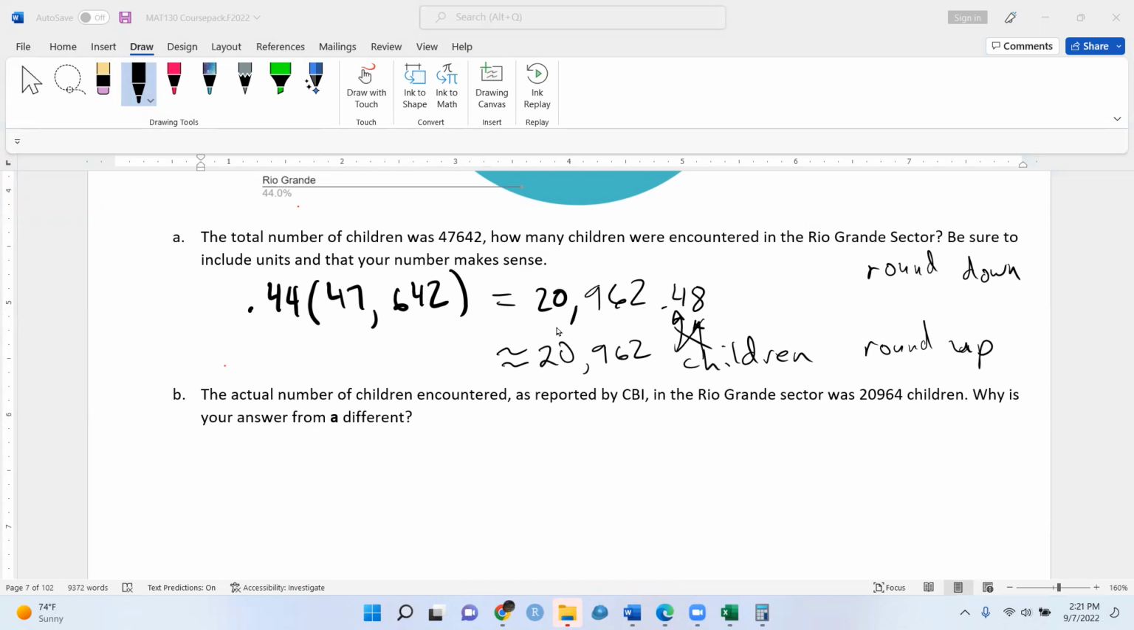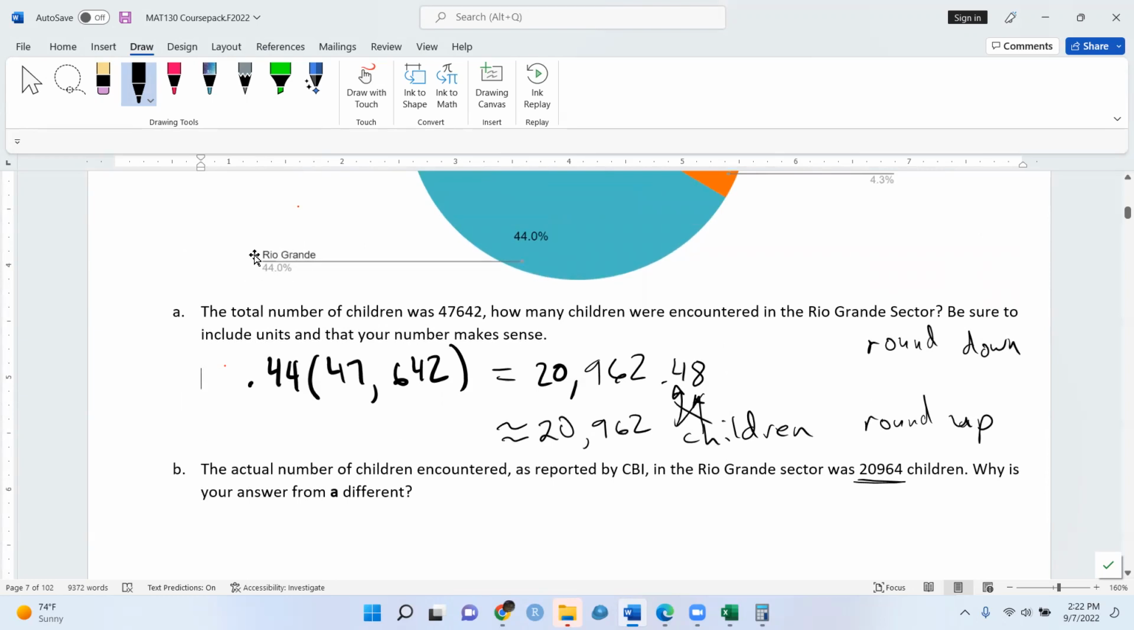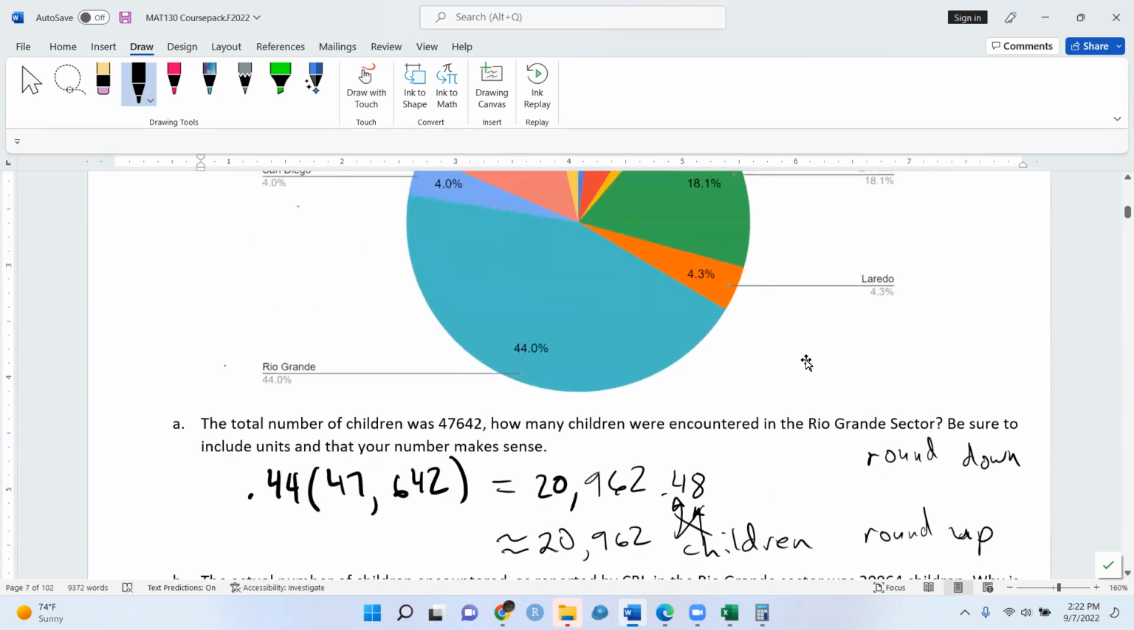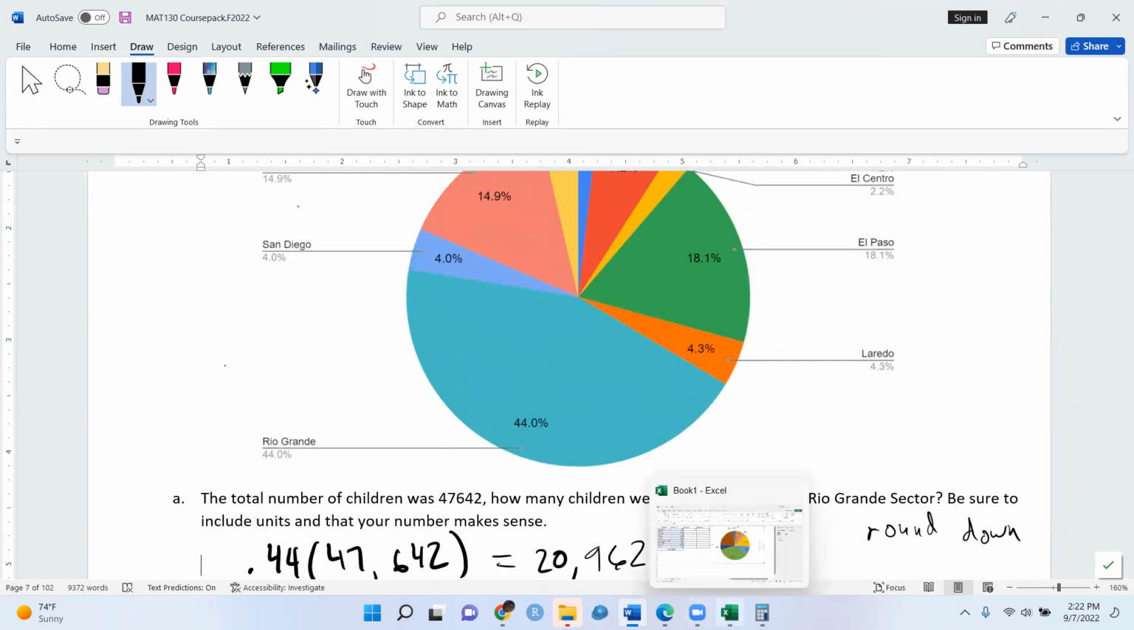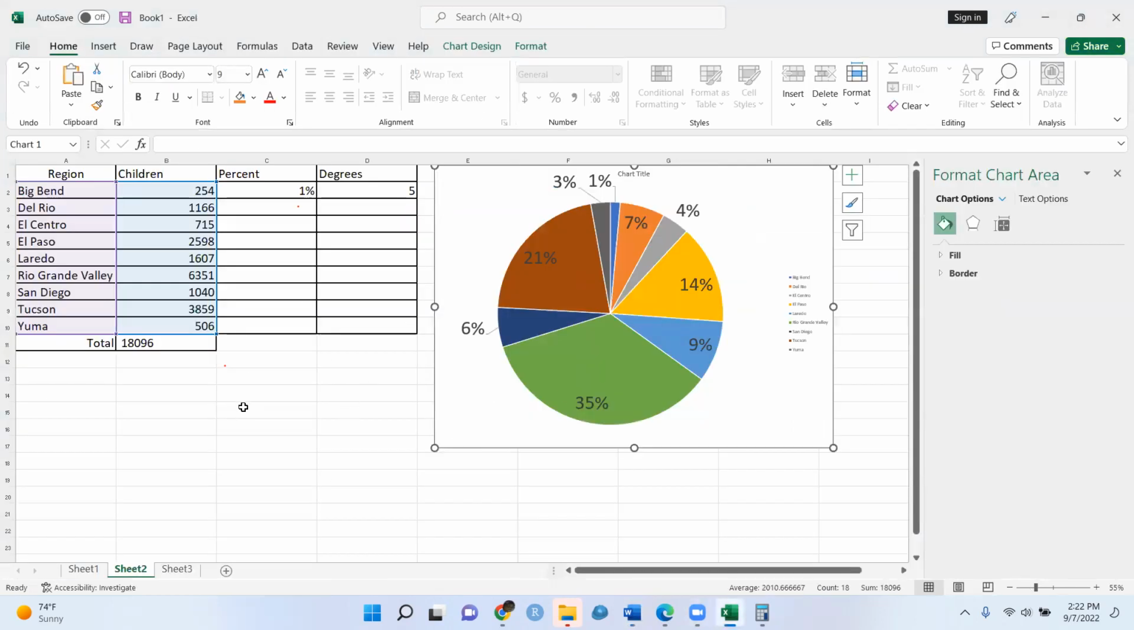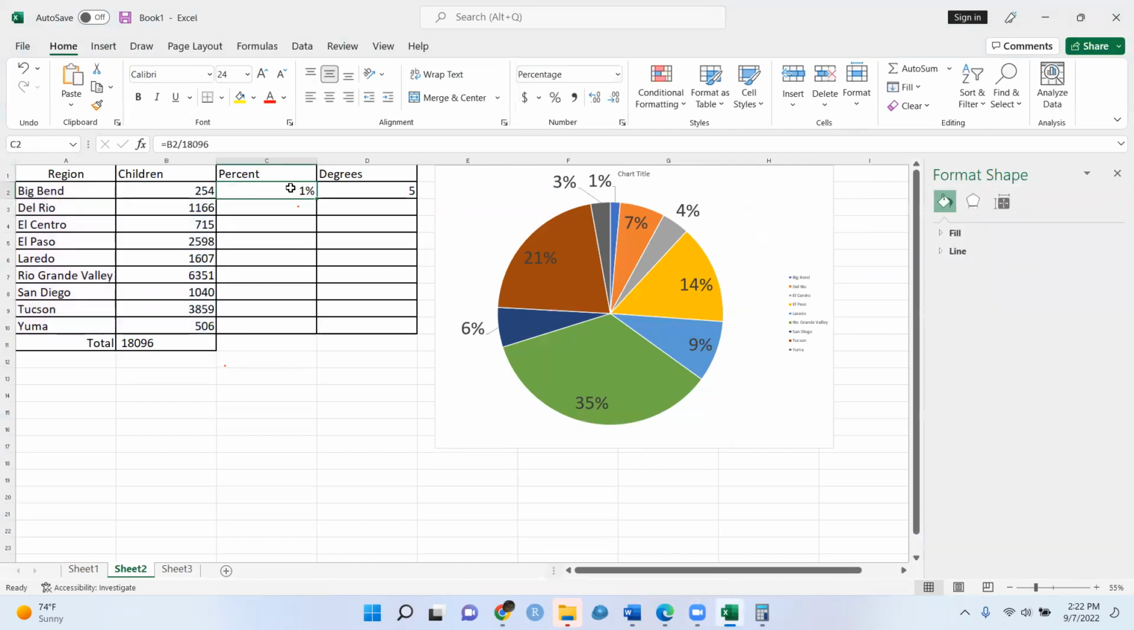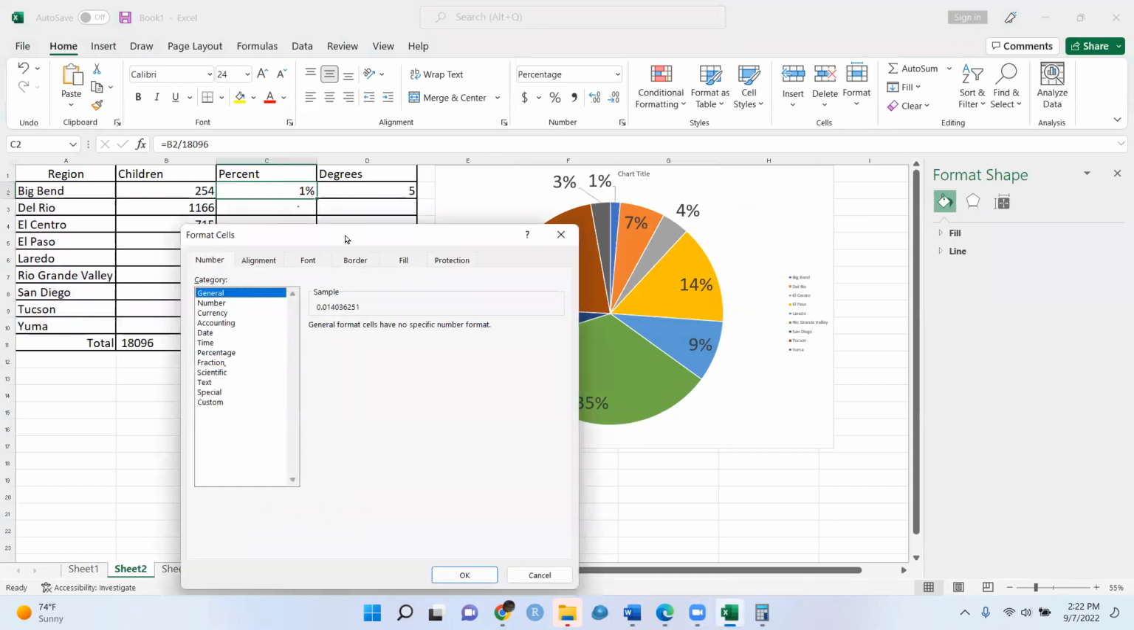So that actually ties in directly to this question here. Notice the actual number was 2964. So why is there a 2-child difference between the two? And what you need to do is think about, where did this percent come from? This 44%. And to help with that, let's go back to this problem. And let me get rid of this decimal thing. And let me show you something.